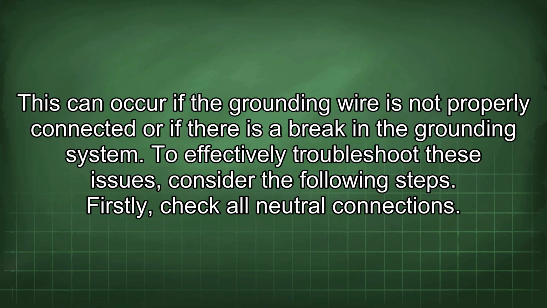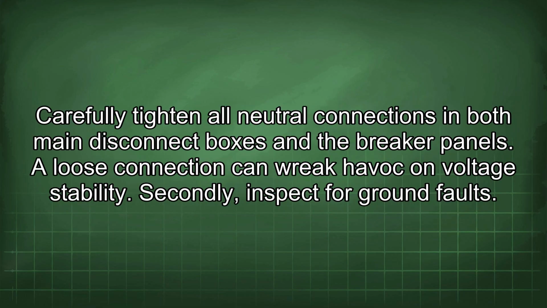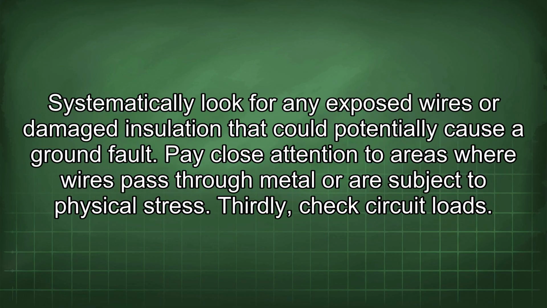Firstly, check all neutral connections. Carefully tighten all neutral connections in both main disconnect boxes and the breaker panels. A loose connection can wreak havoc on voltage stability. Secondly, inspect for ground faults. Systematically look for any exposed wires or damaged insulation that could potentially cause a ground fault. Pay close attention to areas where wires pass through metal or are subject to physical stress.